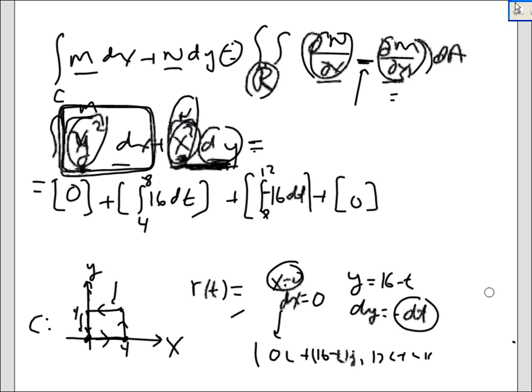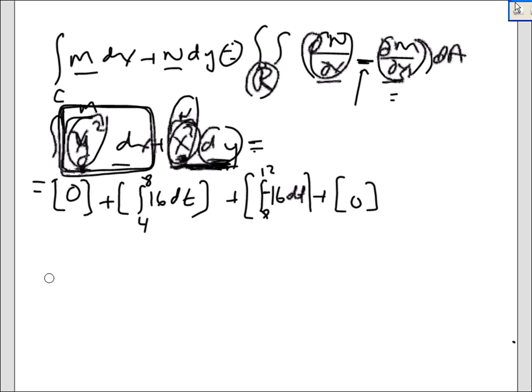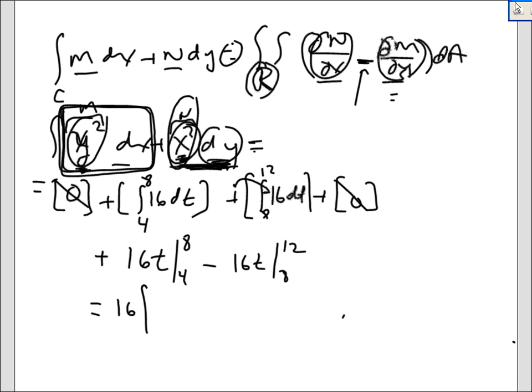Okay, let me erase the whole bottom, and we have two integrals to do. Because 2 of the 4 that are on this last line are 0. 0 and 0. Okay, the integral of 16 dt is 16t from 4 to 8 minus, I can factor this out as minus 16t from 8 to 12. I will factor out the 16 from everything. It's t from 4 to 8 minus t from 8 to 12.